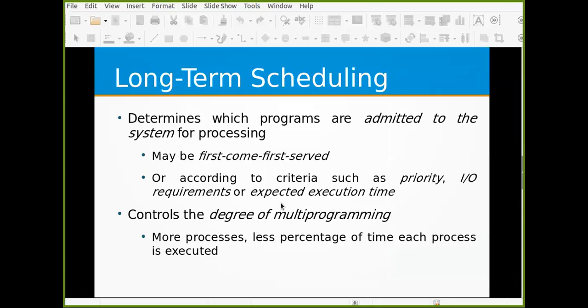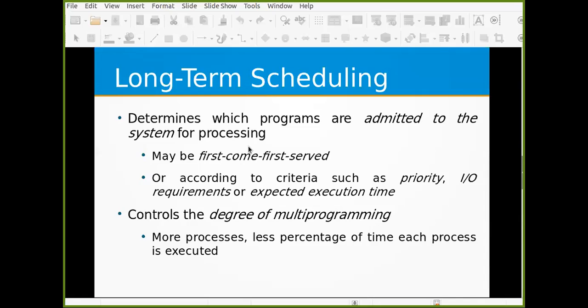Little bit about long-term scheduling. So we'll be briefly discussing this long-term scheduling and short-term scheduling, and then after we'll be discussing more on short-term scheduler. So long-term scheduling determines which programs are admitted to the system for processing. That is what we have seen. And it may be first come, first serve. This is the simplest possible strategy for long-term scheduler. Whenever long-term scheduler has to decide when and which process will enter into the system, whether it is ready state or ready suspend state, most of the time, the simplest strategy that can be used is FCFS, first come, first serve, normal queue.